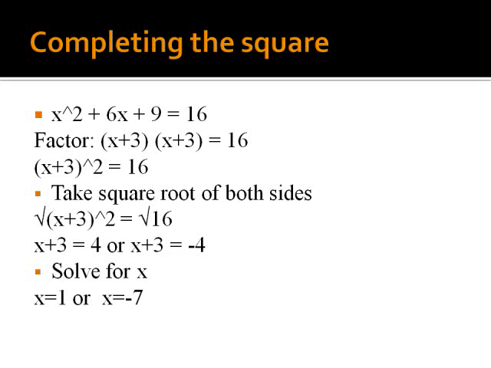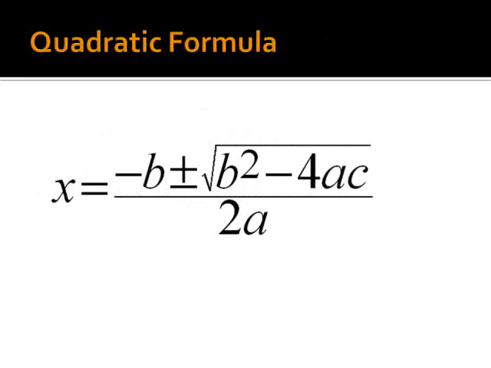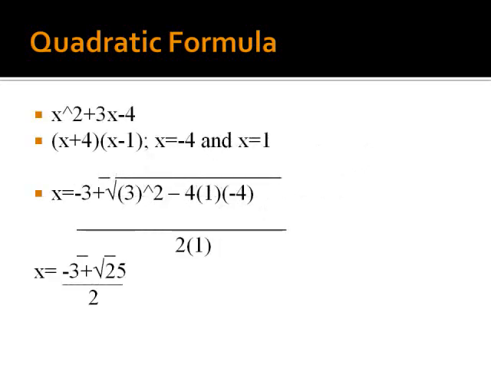The last way of finding real solutions is the quadratic formula. The quadratic formula can be explained as the equation right there. Let's take a look at the polynomial x squared plus 3x minus 4. Yes, it does factor, and you will get solutions -4 and 1. The quadratic formula is a way to find the solutions without factoring.